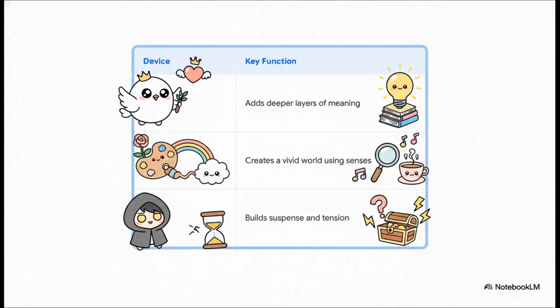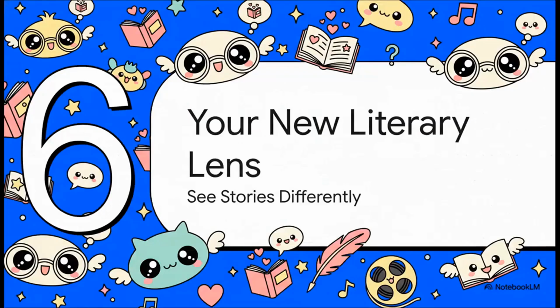So let's bring it all together. Symbolism adds deeper meaning. Imagery brings the world to life, making it feel real. And foreshadowing builds anticipation for what's to come. Each device has a different purpose, but together they make stories richer, more engaging, and much more memorable. And this is about much more than getting the right answers on a quiz. What you've really done is learn a new way to read.